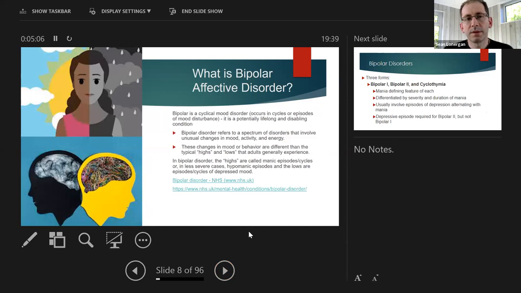When you think about bipolar affective disorder, it means it's a cyclical mood disorder. So the person goes through cycles or episodes of mood disturbance, and it's potentially lifelong and disabling condition. Not necessarily, but most likely. Bipolar disorder refers to a spectrum of disorders that involve unusual changes in mood, activity, and energy. And these changes in mood or behavior are different than the typical highs and lows that adults generally experience. In bipolar disorder, the highs are called manic episodes or cycles, or in less severe cases, hypomanic episodes. And the lows are episodes or cycles of degrees of depressed mood.